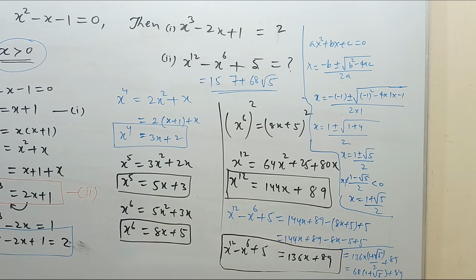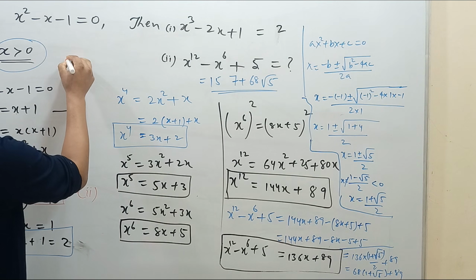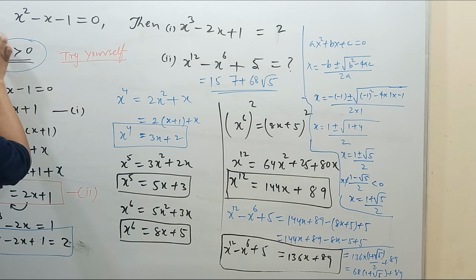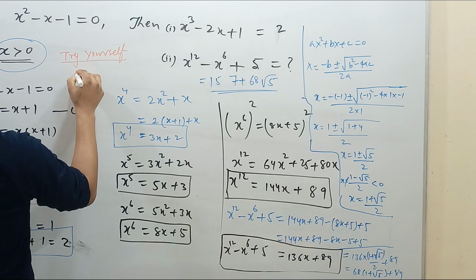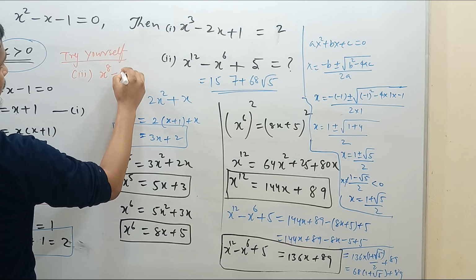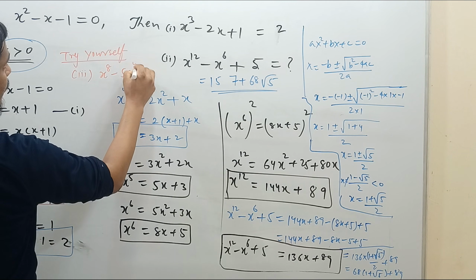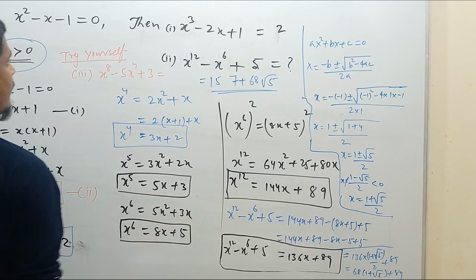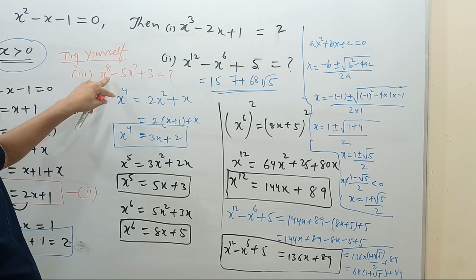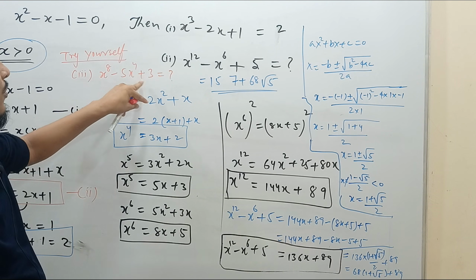So take a question to try by yourself. So the third part you have to solve. Try yourself. We have given if x square minus x minus 1 is 0, then find the value of x to the power of 8 minus 5x to the power 4 plus 3. What is the value of this one? When we have given x square minus x minus 1 is 0, then find the value of x power 8 minus 5x to the power 4 plus 3.